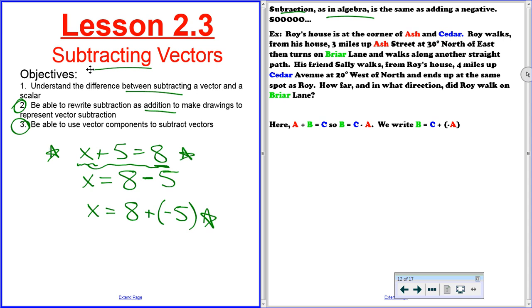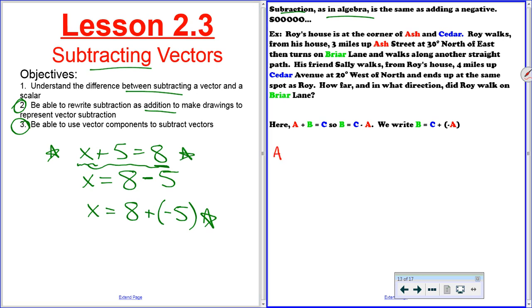All right, so here we go. Roy's house is at the corner of Ash and Cedar Streets. All right, so Roy's going to walk from his house 3 miles up Ash Street. So let's call that vector A. Vector A is going to be his walk up Ash Street. And he's going to go 3 miles up Ash Street, which runs at 30 degrees north of east.